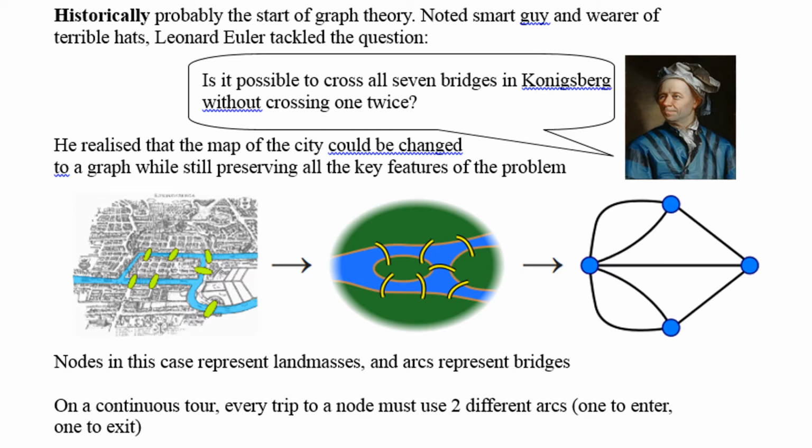And there's essentially one key thing here, which is that if you are on such a tour, then every trip to a node, you use 2 different arcs. So let's say if I was to start here, and I was to travel to here and then leave it, I've had to use 2 arcs, one to enter this node and one to exit this node. I then have to use an arc to enter this node and an arc to exit it, an arc to enter this node and an arc to exit it. And so if that tour exists, all of the nodes in the middle are going to be using 2 arcs at once. So that's the key thing.